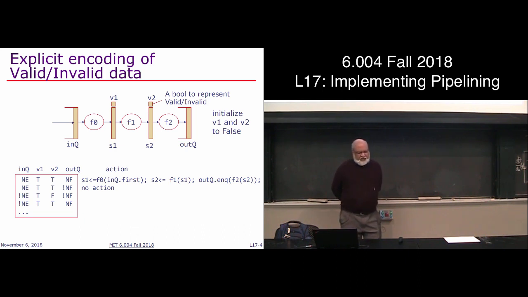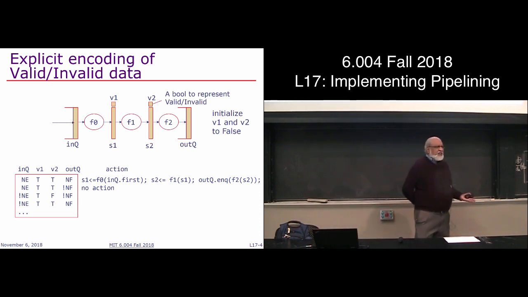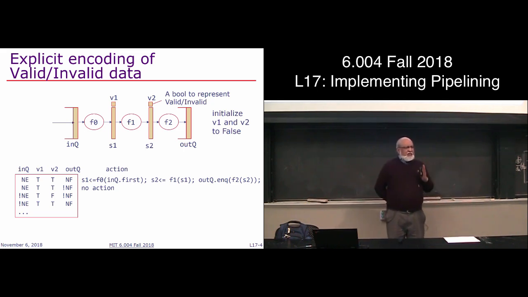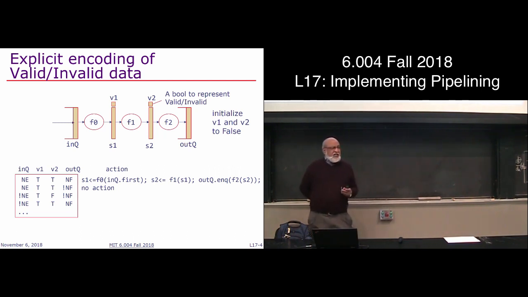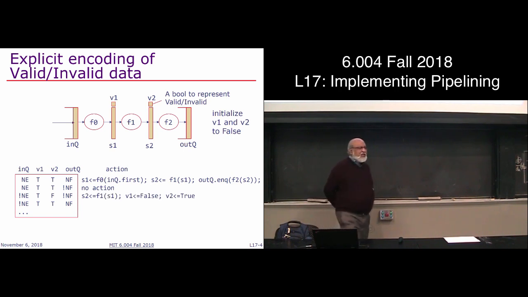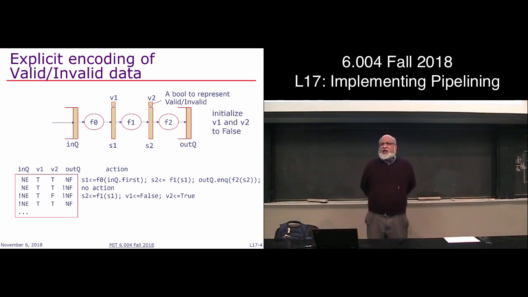What about the third one? There is nothing in the input queue, right? But there is something in S1, and there is nothing in S2, and the output is still full. Fantastic, right? So what we can do is we can just move from S1 to S2 in that case, and you will mark V2 as true.